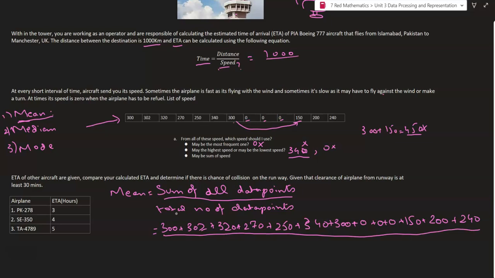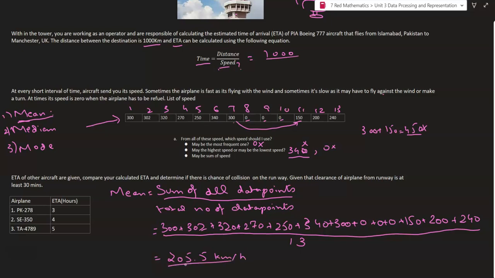And now it says total number of data points. So this is one data point, this is second, third, fourth, fifth, sixth, seventh, eighth, 9, 10, 11, 12, and 13. So the total number of data points is 13. So I will divide it by 13. I will calculate this, and I've already calculated it before. So I get an answer of 205.5. That will be kilometers per hour.